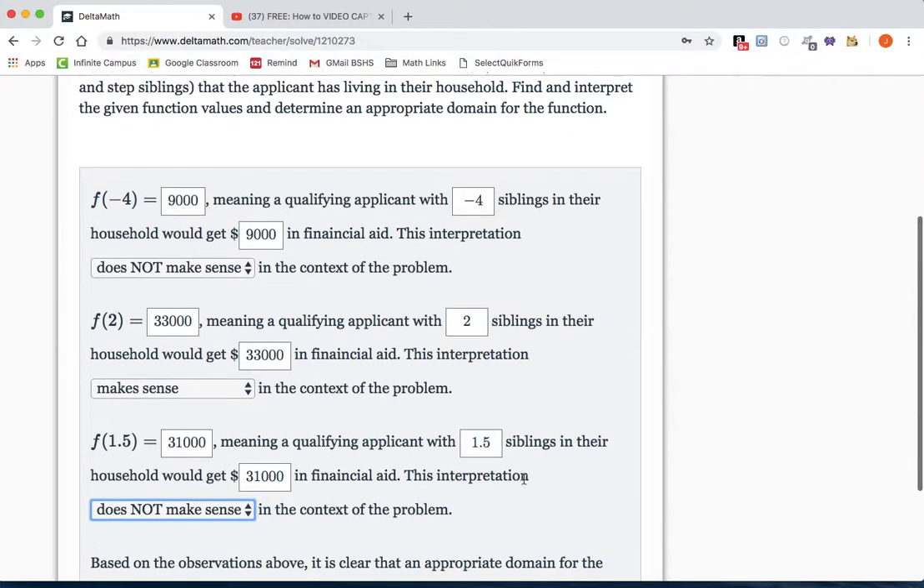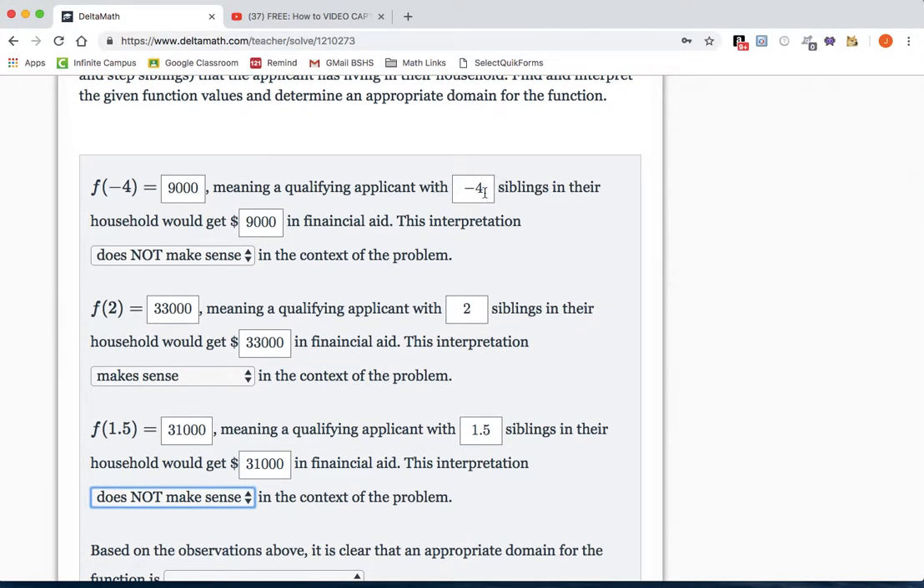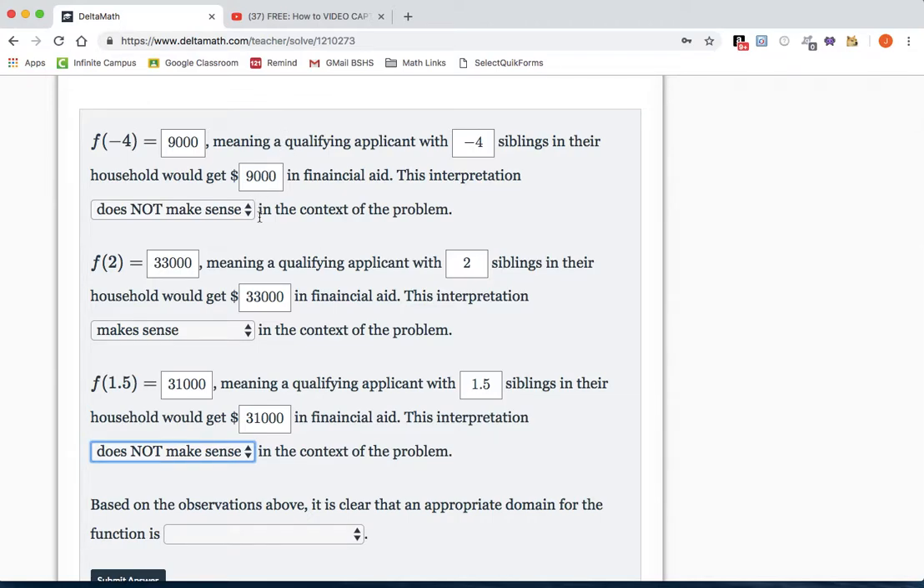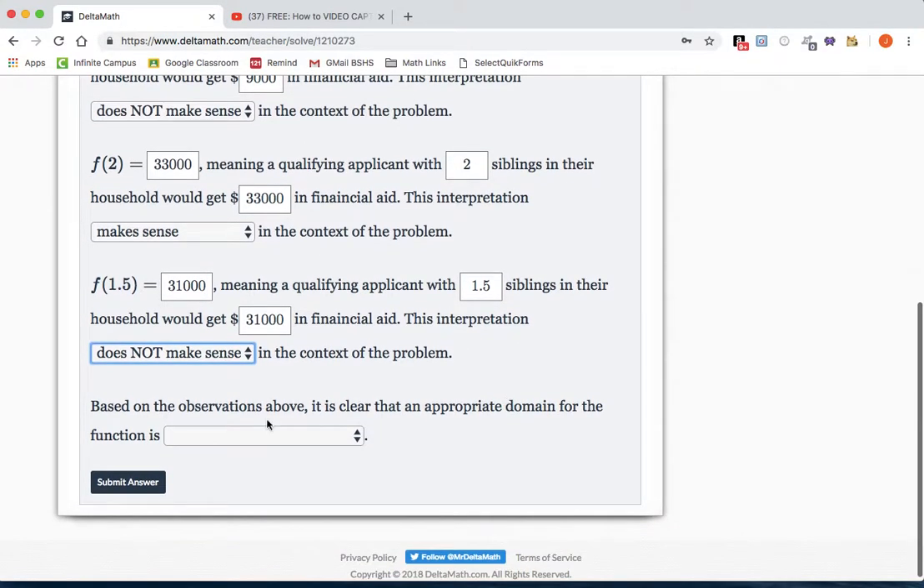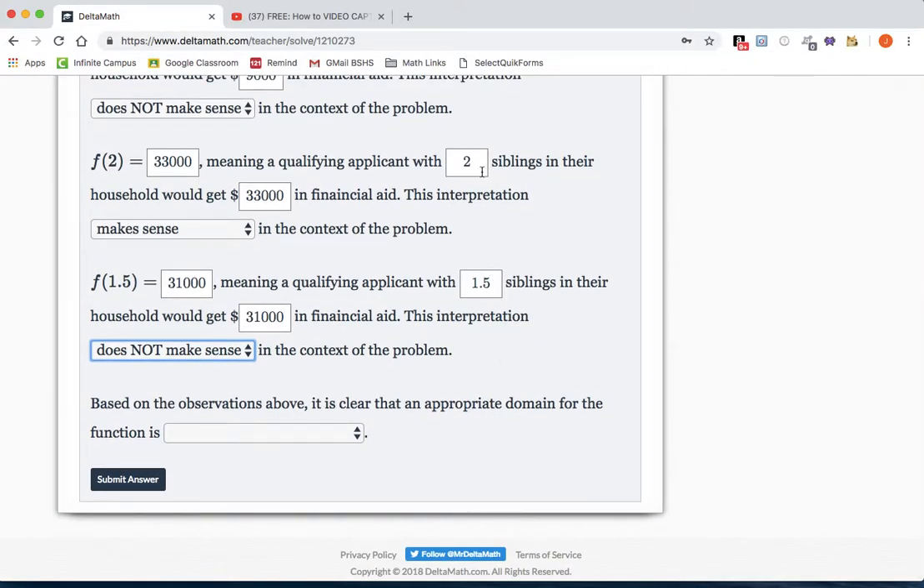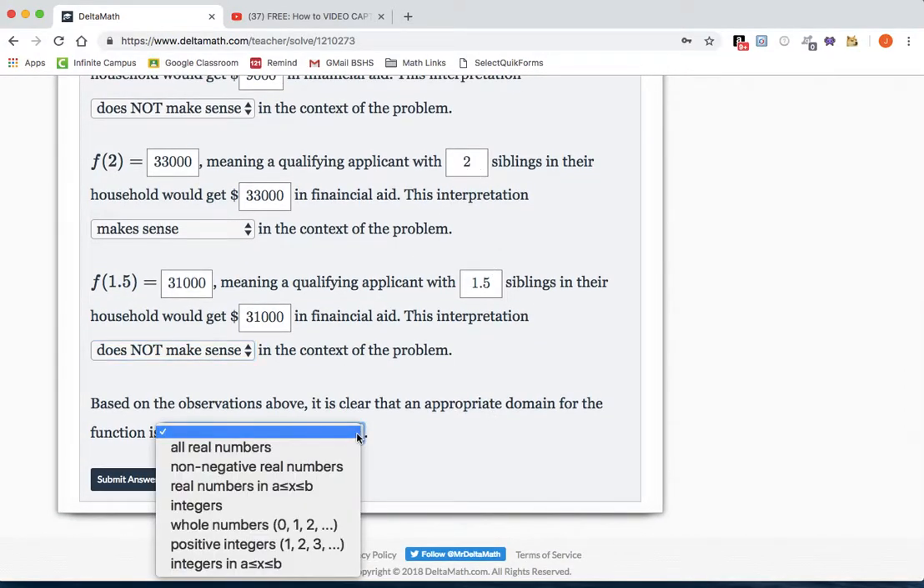Okay, so anything that wouldn't make sense would be something that you can't have in your domain, can't have a negative number of siblings, or sometimes if the value in the range doesn't make sense. But all of these numbers in the range make sense: 9,000, 33,000, 31,000. Based on the observation above, it's clear that an appropriate domain for the function is, now your domain, we're looking at our inputs. We can't have negative numbers. We cannot have decimals for this story. But we can have whole numbers. So let's see where our choices are.